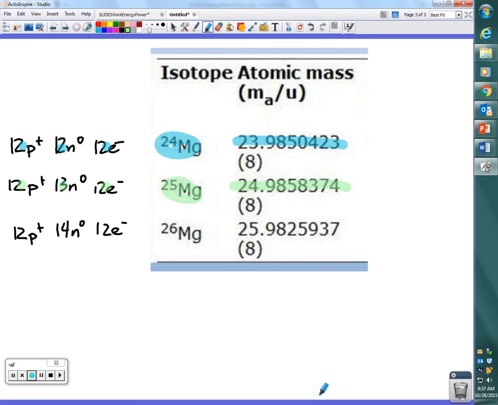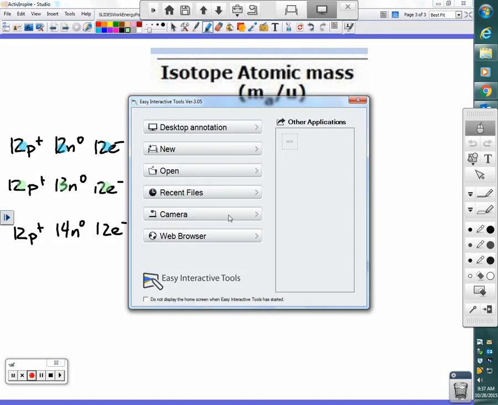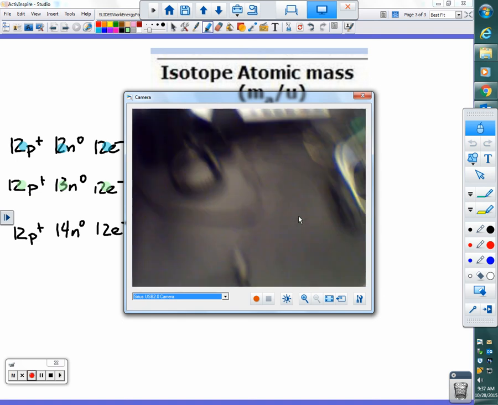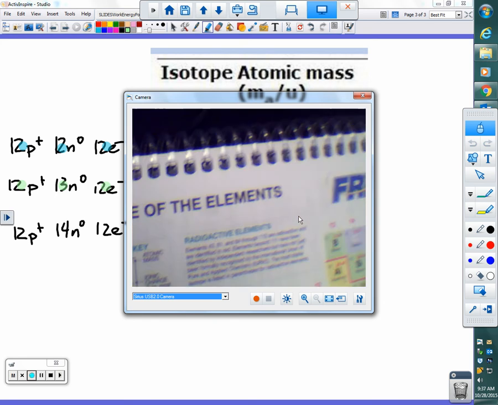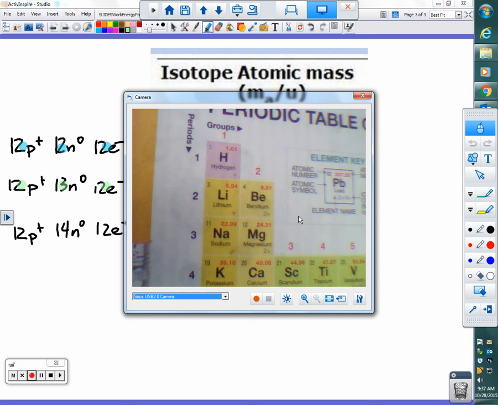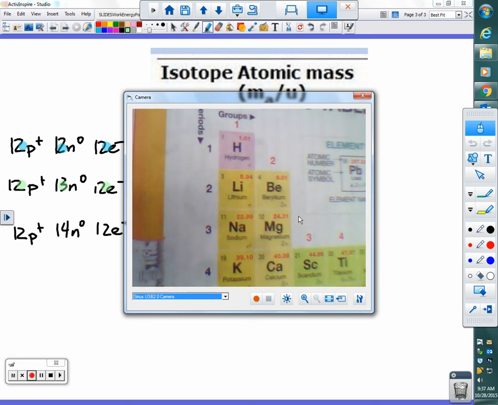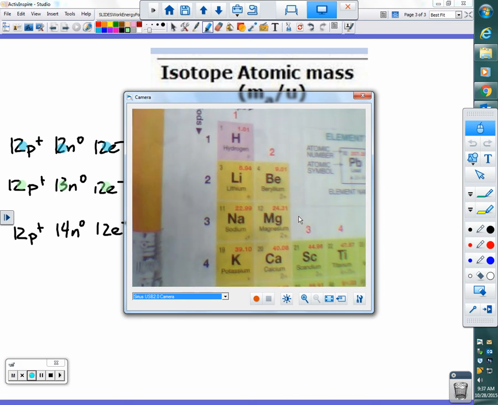All right? Next thing I want you to do, pull out your periodic table and take a look at magnesium on your periodic table. You should know where it is. You just had to use it to do your exercise before. All right? And, sorry if I'm making you dizzy. Okay. So, there's magnesium, right? The atomic mass that is listed for magnesium on your periodic table is what?